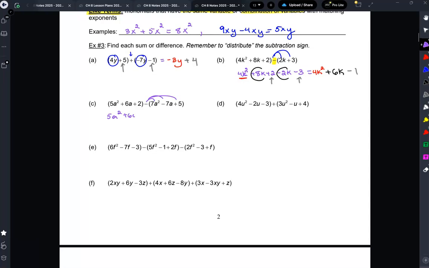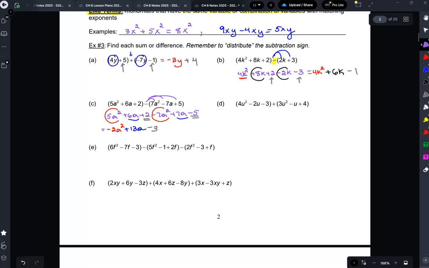Okay, so let's distribute. Minus 7a squared plus 7a minus 5. Okay. The 5a squared, what's a like term with it? Nothing. Negative 7a squared, so correct. Okay. 6a and 7a, so plus 13a. What else? 2 minus 5, negative 3. Okay, I'll come back to that one.